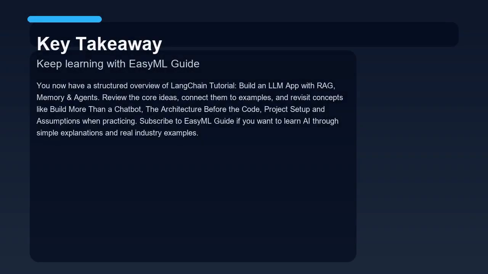To wrap up, here is the key takeaway. You now have a structured overview of LangChain tutorial. Build an LLM app with RAG, memory and agents. Review the core ideas, connect them to examples, and revisit concepts like build more than a chatbot, the architecture before the code, project setup and assumptions when practicing.